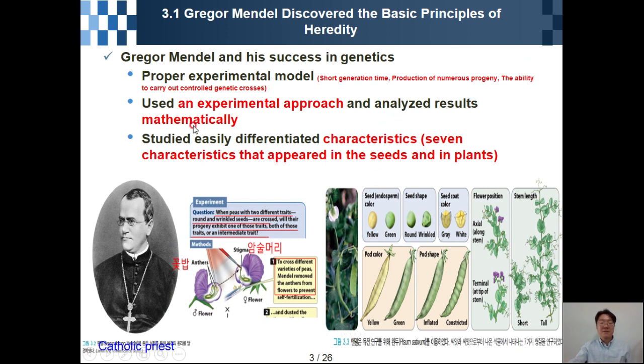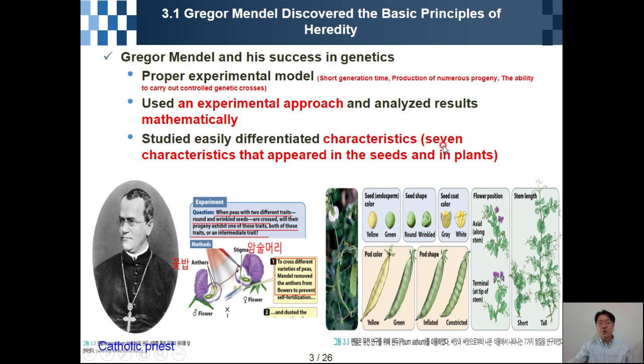He also used an experimental approach, like controlled genetic crosses, and he analyzed the results mathematically, because the pea can produce numbers of progeny, maybe at one time more than 1,000 or more than 100, so he could use mathematics. So he analyzed the results mathematically.